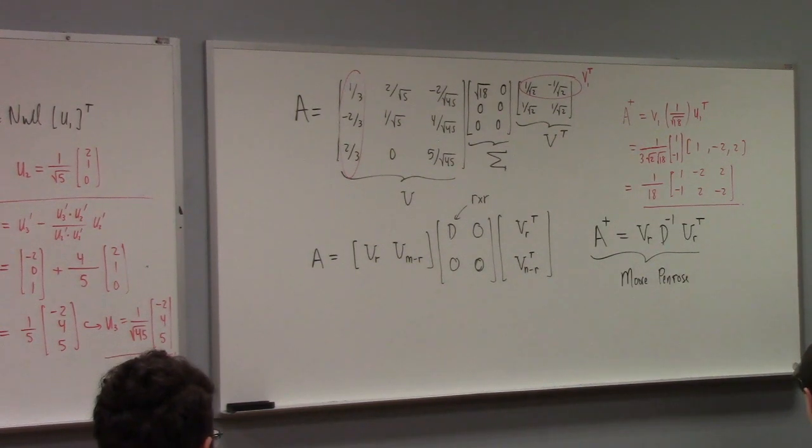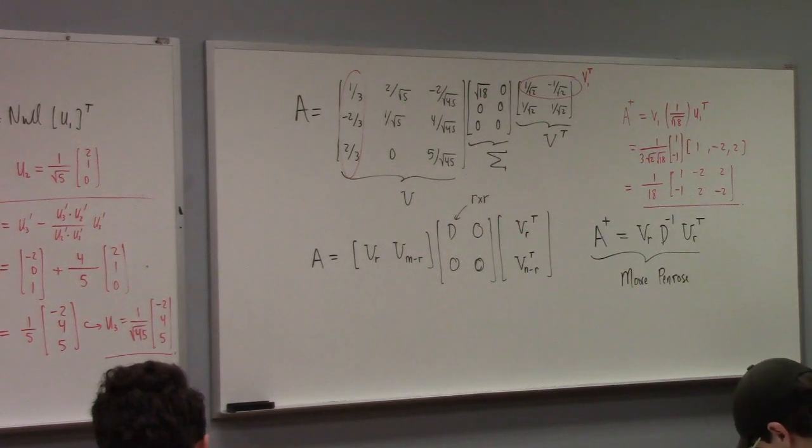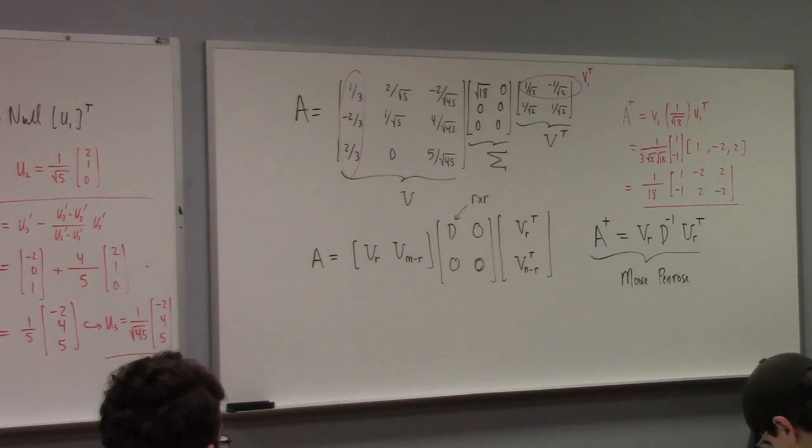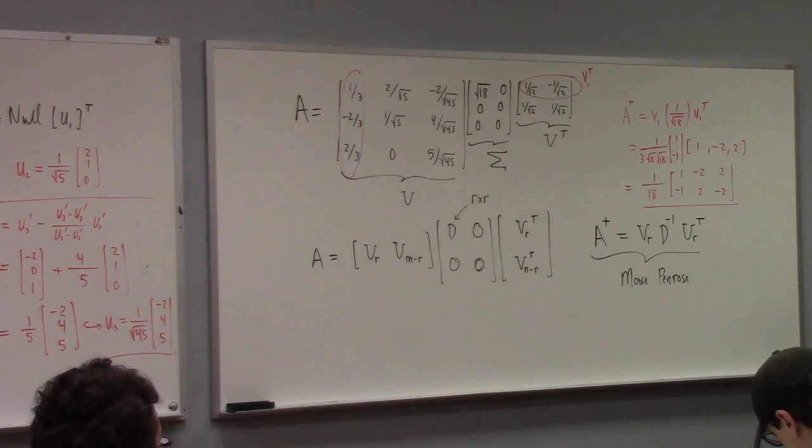Listen, this has applications to the least squares problem. You can just straight solve the least squares problem using the Moore-Penrose inverse. If you look at the end of the section, it explains how, but since I'm saying stupid stuff, I'm going to stop.